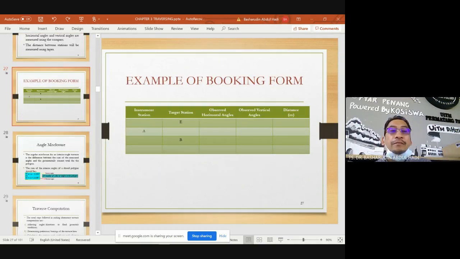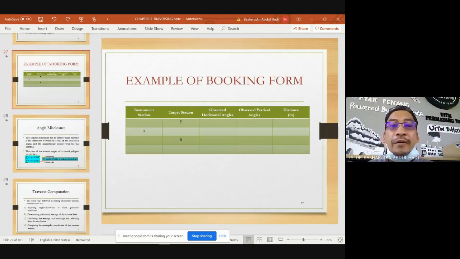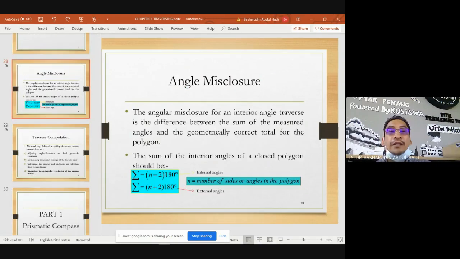So this is an example of booking. You have the instrument at point A, then your target station at point E, and from A to point B, you observe the horizontal angle, you observe the vertical angle, and you observe the distance. Okay, next. So angle misclosure.